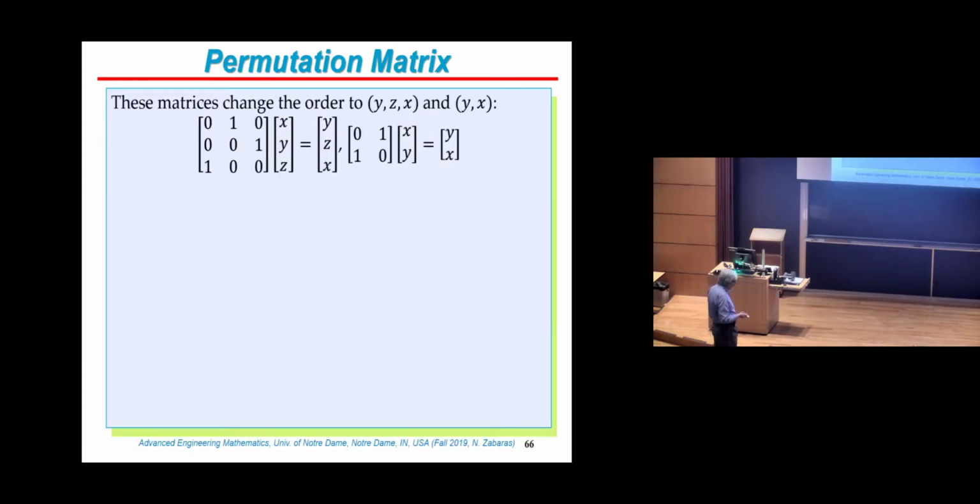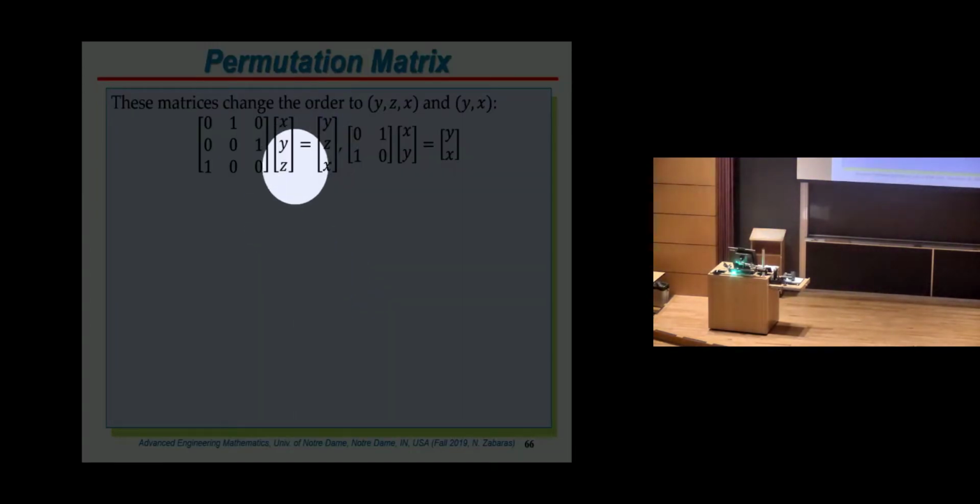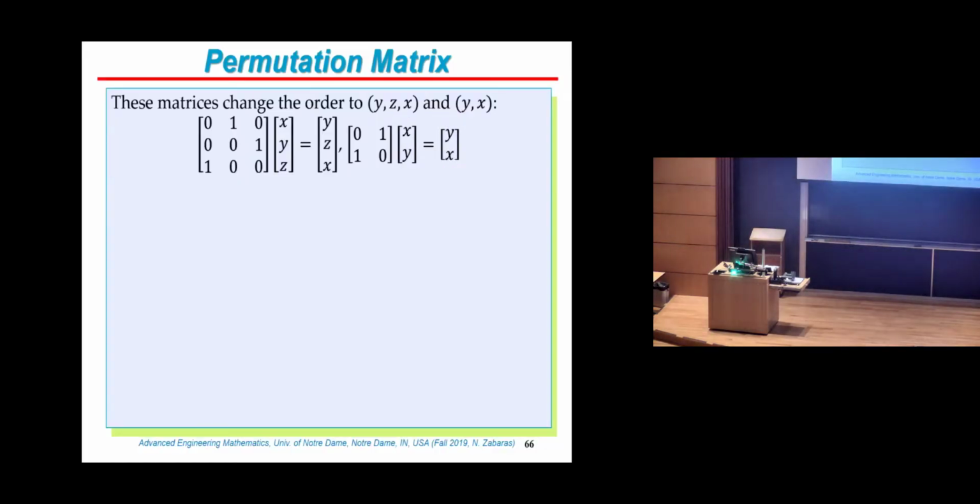The permutation matrices that we discussed when we were talking about elimination processes also fall in the same category. And here is an example of a permutation matrix that takes a vector x, y, z and exchanges the variables and makes it a vector y, z, x. It changes the order of the variables, and you can see the first variable is going to become y, the second variable is going to become z, and the last variable is going to become x. Or you can see this in the 2D case. If you multiply this permutation matrix with x, y, you get y, x.